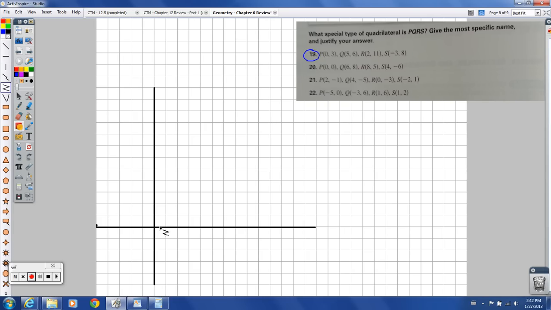0, 3. 0, 3 is going to be this point right here. So I'm going to start here, and then I'm going to go out to 5, 6. So I go out 5, and then I go up 1, 2, 3, 4, 5, 6. I've got another point right there. 2, 11. I'd be going out 2 this way, and then up 11. I'm already at 6 right here, so 7, 8, 9, 10, 11. I got another point right there. And then -3, 8. So I'm going to go, this is 11, 10, 9, 8, and I would put -3, 8 right there. So if I connected all those, it's saying what kind of quadrilateral is that?